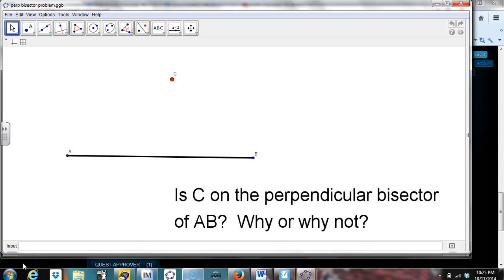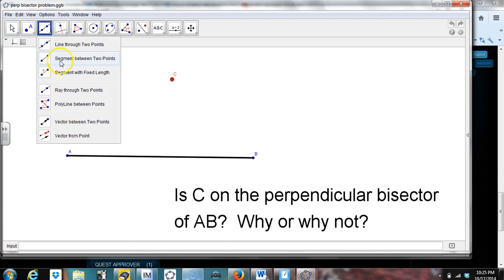Okay, problem number 4 on the GeoGebra review. Let's check to see if this point C right here is on the perpendicular bisector of the segment AB. Why or why not? From our perpendicular bisector theorem, we should know by now that any point that is the same distance from the endpoints is going to be on the perpendicular bisector. So we could check that way. I'll show you a couple ways here.